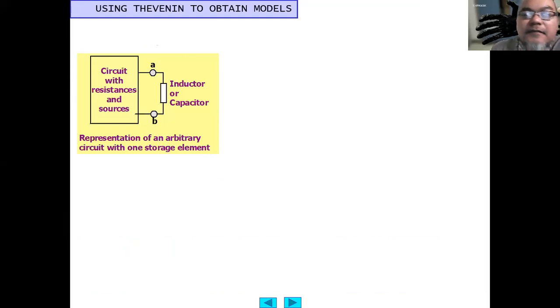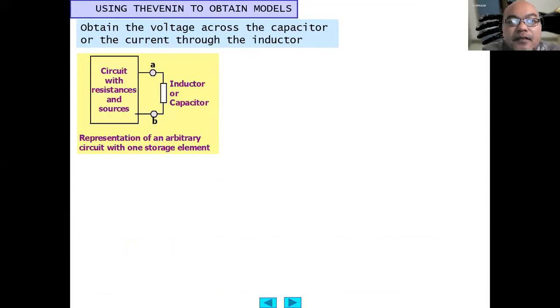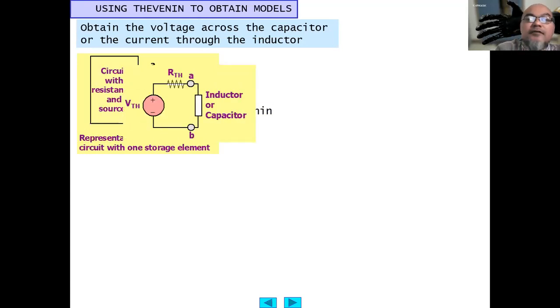Initially we have how to use the Thevenin to obtain the models. When we have a circuit with resistances and sources, connected to an inductor or capacitor, this is the representation of an arbitrary circuit with one storage element. Obtain the voltage across the capacitor or the current through the inductor, because in a capacitor, it is the voltage that is continuous, while in the inductor, it is the current that is continuous.